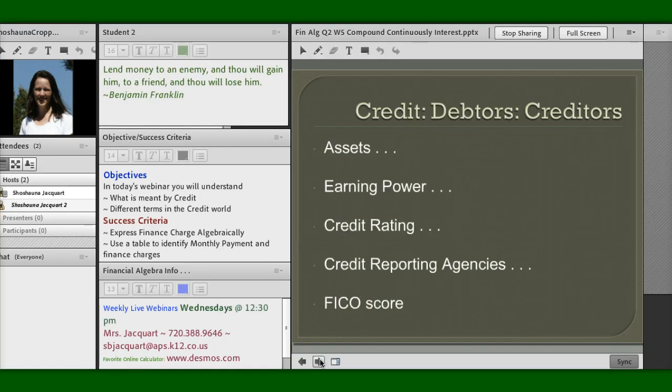Okay, so let's talk about a couple of terms: we have credit, we have debtors, and we have creditors. When we talk about credit, that means we're lending money on the faith that it's going to be paid back. Our debtors are people like me who go into debt and owe somebody money. And creditors are those people who I owe money to.